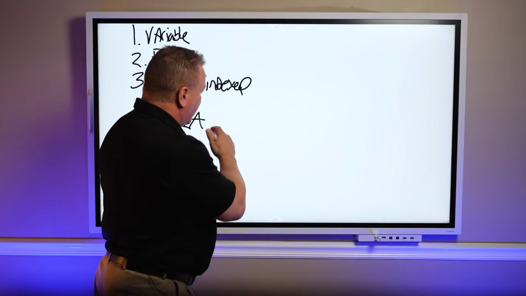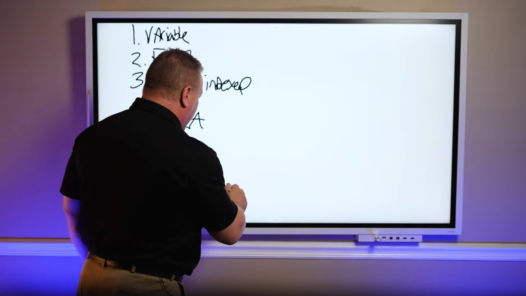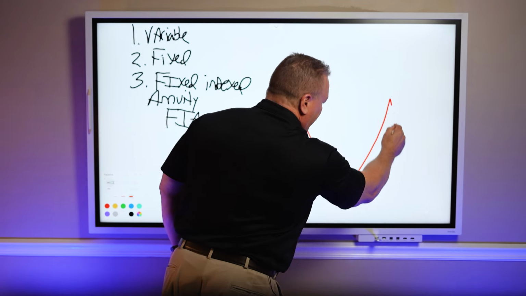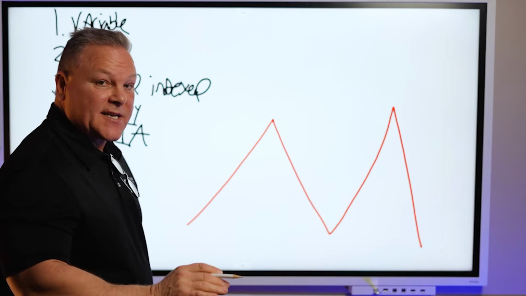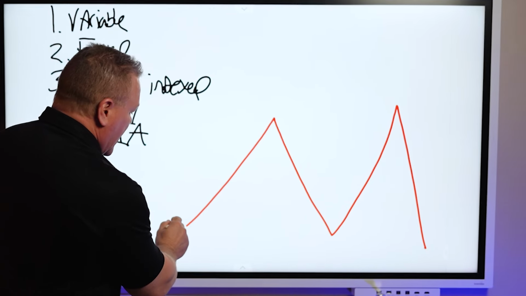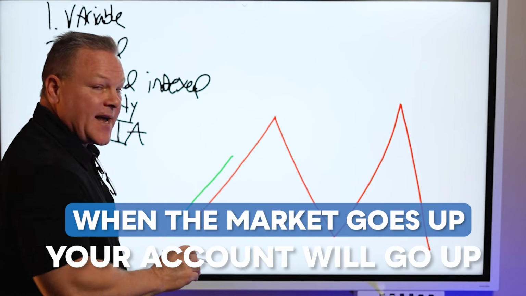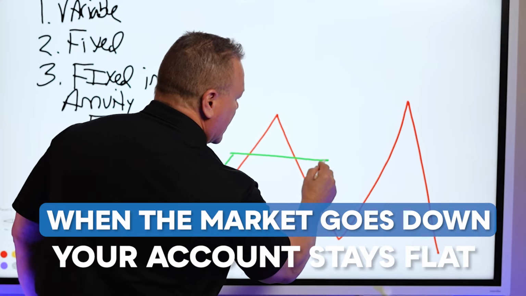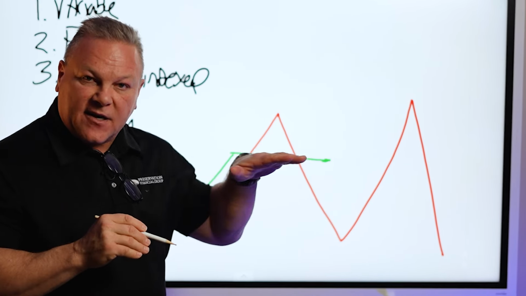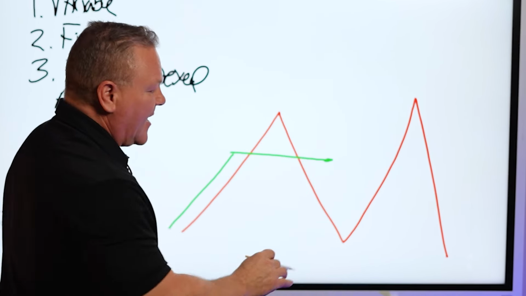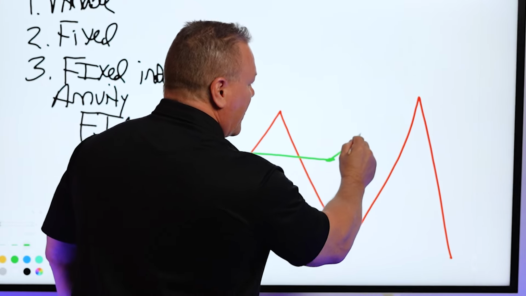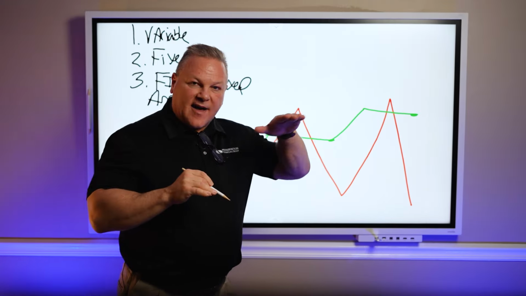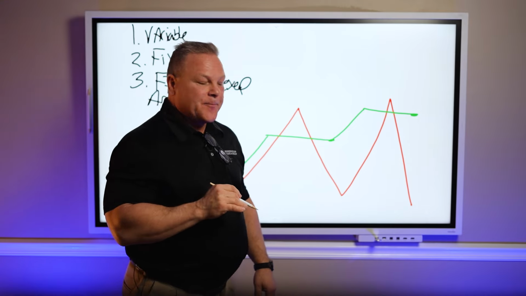third type of annuity. The third one is the fixed index annuity, and we know the stock market goes up and down and up and down. The fixed index annuity works like this. When the market goes up, your account will go up. But when the market goes down, your account will stay flat. It'll stay even. It won't lose. And then when the market goes back up, you go up. Market goes down, you stay level or you stay even, okay?